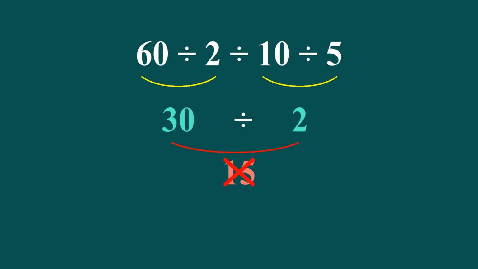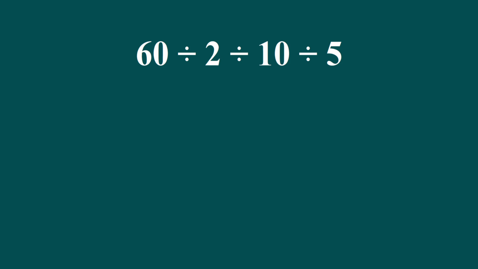in an expression, we have to work from left to right. So here first we have to do this division, then this division, and finally this division. If we do this division before this division, it's wrong. So first we have to do this division.